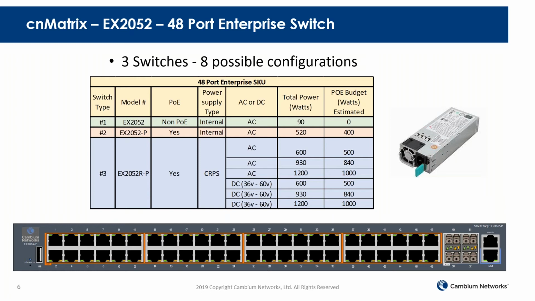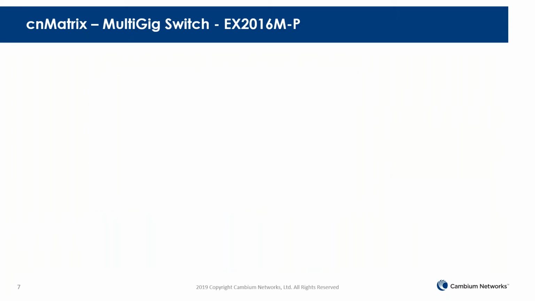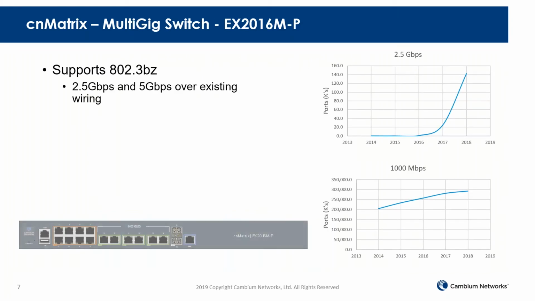Okay, that's 3 of the new SKUs coming in Q1. The fourth one is our multi-gig switch. This is the switch where we are going to support 802.3bz. So what is 802.3bz? Well, it's a standard that allows you, instead of 1 gig, to run 2.5 gig and/or 5 gig over the same wiring in your building infrastructure.